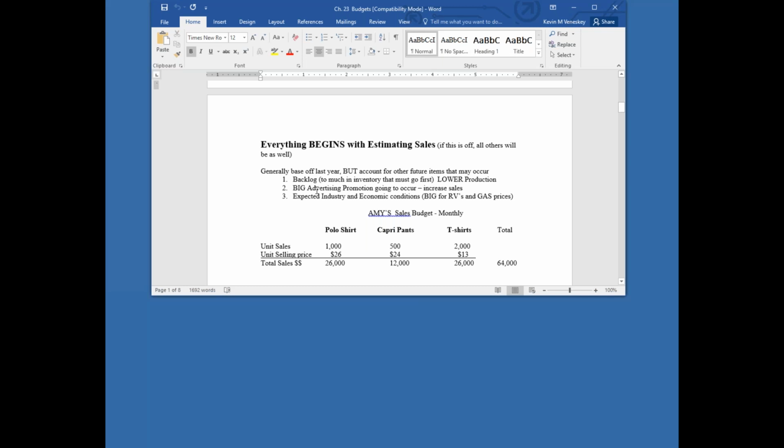The other way then would be you expect to have a huge advertising promotion set up. That's going to hopefully bring in more sales than it was last year. So you may need to raise your expectation and produce a little bit more.